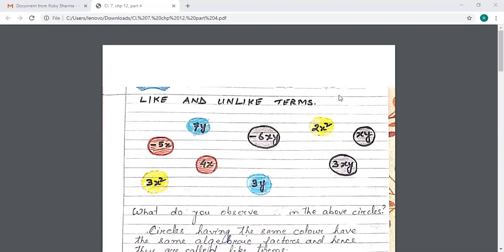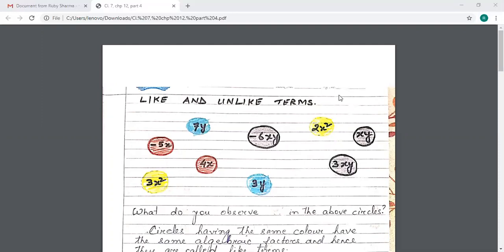So if you observe, you'll find that the algebraic factors in blue are same. It's y. In xy and 3xy, can you see the algebraic factors? It's xy in both the cases. In 3x square and 2x square, algebraic factor is x and x. In minus 5x and 4x, we have algebraic factor x.